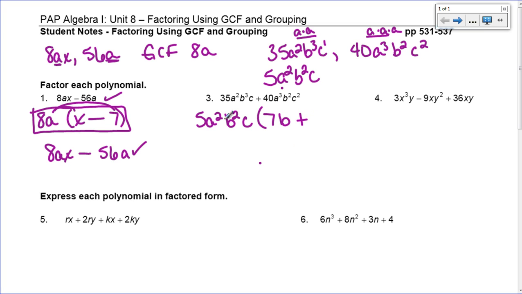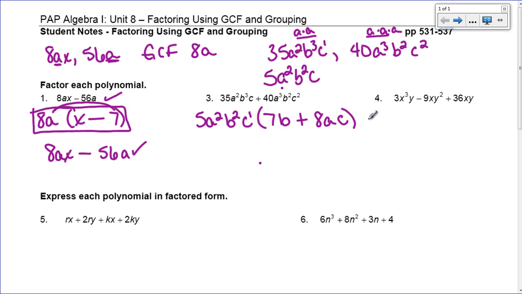Now 5 times something has to give me 40. Well, that something is 8. Then I check again. I have a squared that I've taken out. I need a to the third, which means I need another a in here. I have b squared. I need b squared, so I don't need any more b's. I have one c because I have a c to the first. I need a c squared, which means I need one more c in here. Those are my two factors for that polynomial.